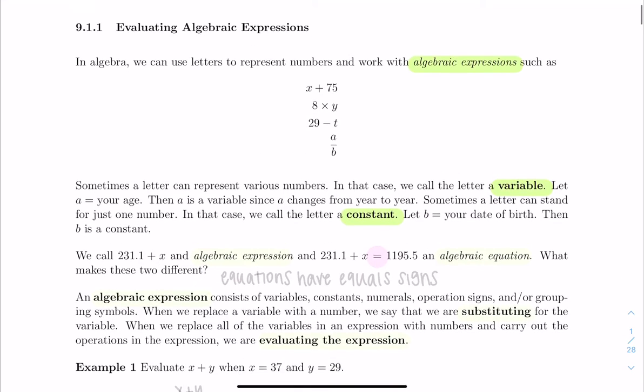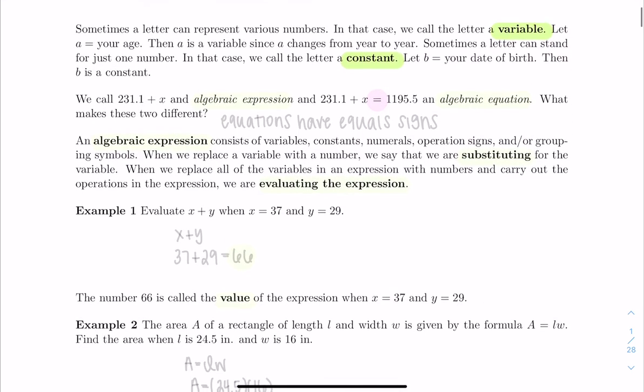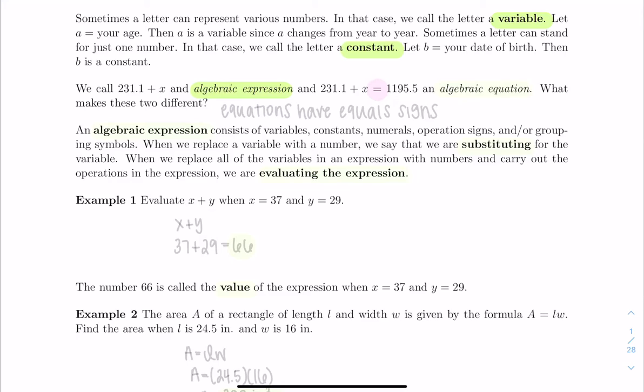We call 23.1 plus x an algebraic expression, and 23.1 plus x equals 1195.5 an algebraic equation. What makes these two different? Well, what makes these two different is the fact that the second one has an equal sign. So equations have equal signs.